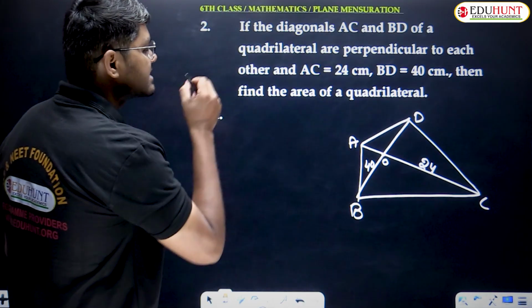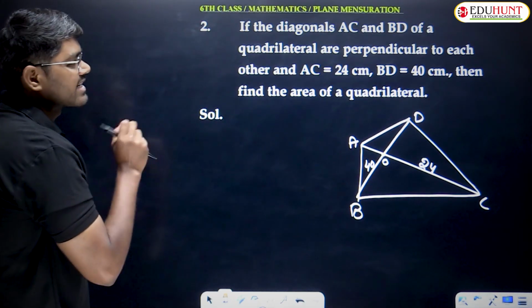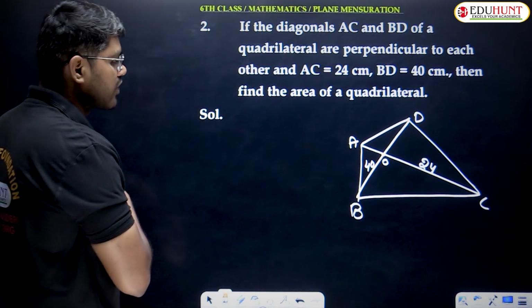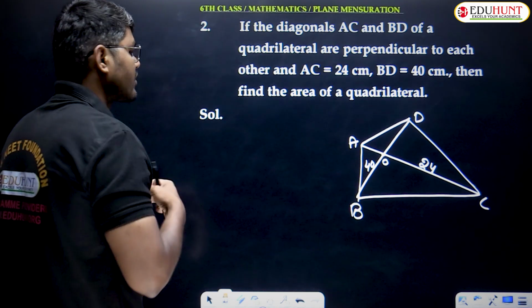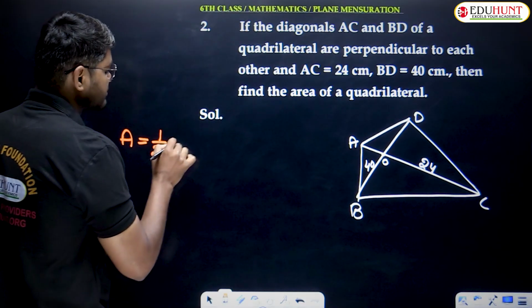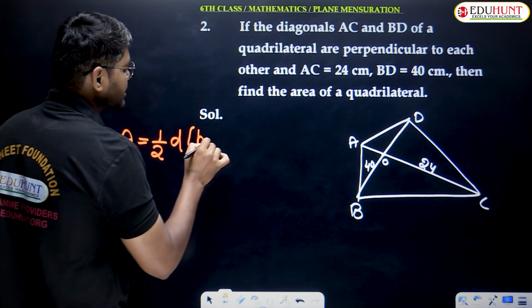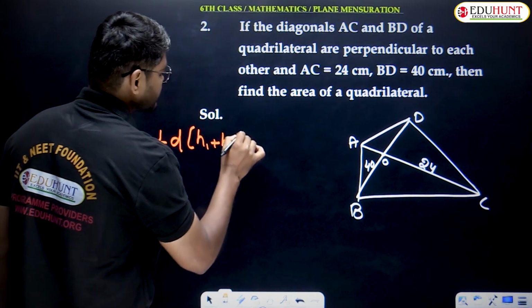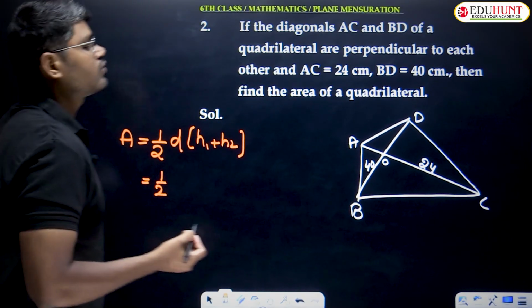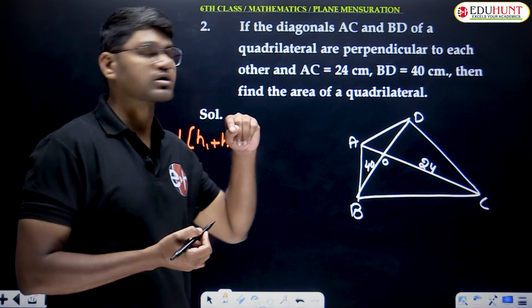If the diagonals AC and BD of a quadrilateral are perpendicular to each other, AC equal to 24 and BD equal to 40, then find the area of the quadrilateral. Area of the quadrilateral is equal to half into diagonal into H1 plus H2. Here two diagonals are given and the condition is also given.